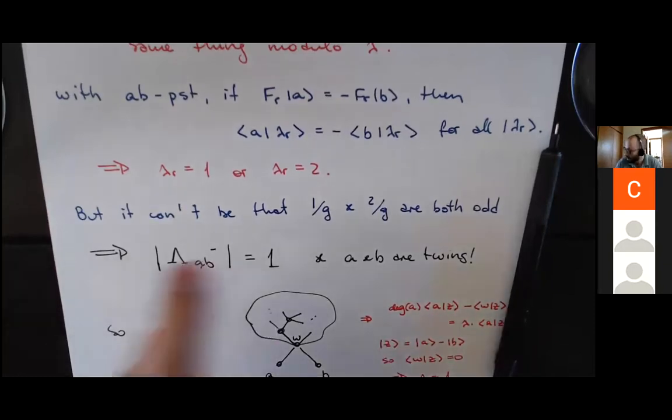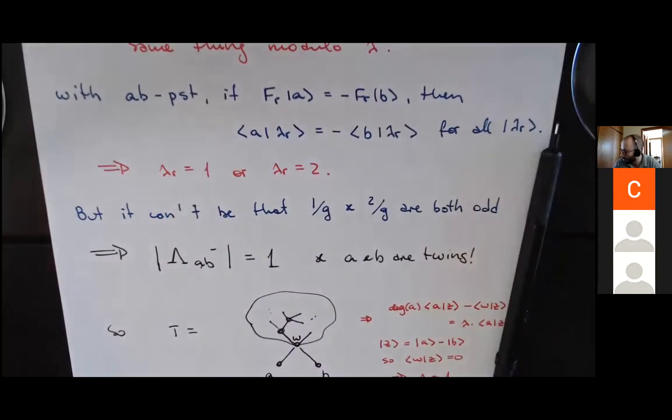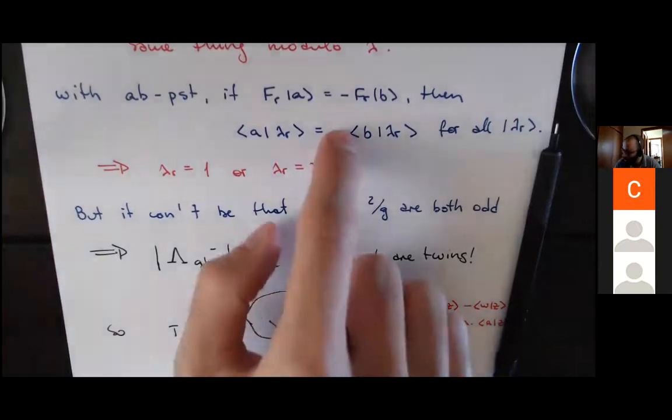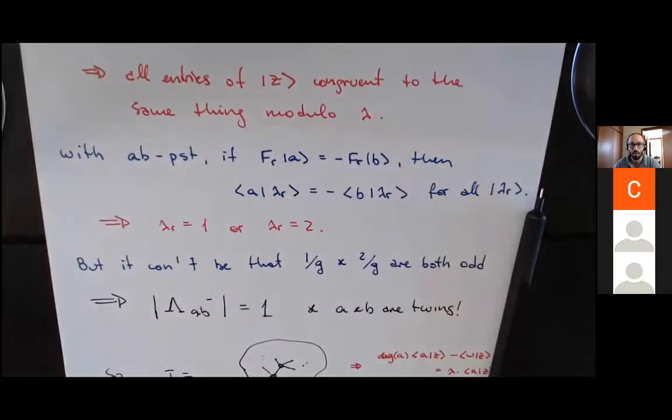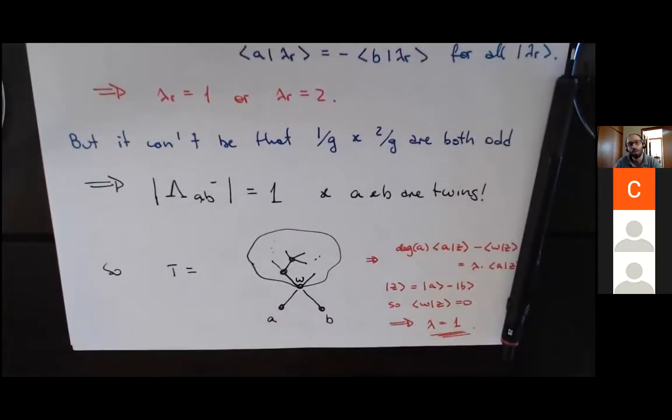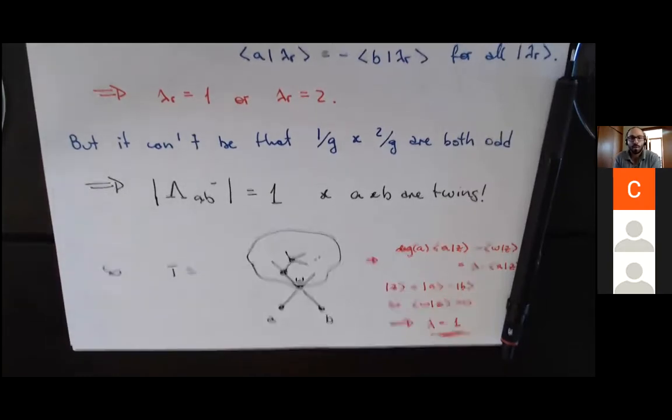The only integer eigenvalues which can belong to the negative support are 1 or 2, but not both of them can be there, because these two things cannot both be odd, and they have to be odd for the negative support according to the classification of PST. So I'm making heavy use of the characterization of PST. Right? So the size of the negative eigenvalue support is 1. The two vertices are twins.